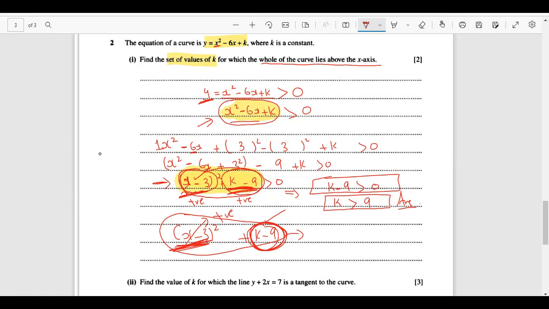Okay, so this was the question. We had to find the set of values of k for which this entire expression was greater than 0. So this is always greater than 0. In order to have this entire thing greater than 0, I wanted to find out for what values of k this expression would be greater than 0, and that is basically k greater than 9, right?